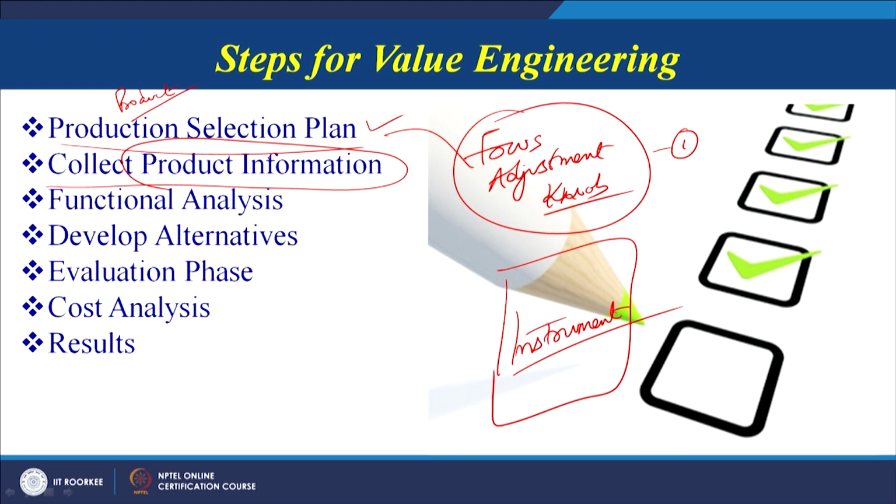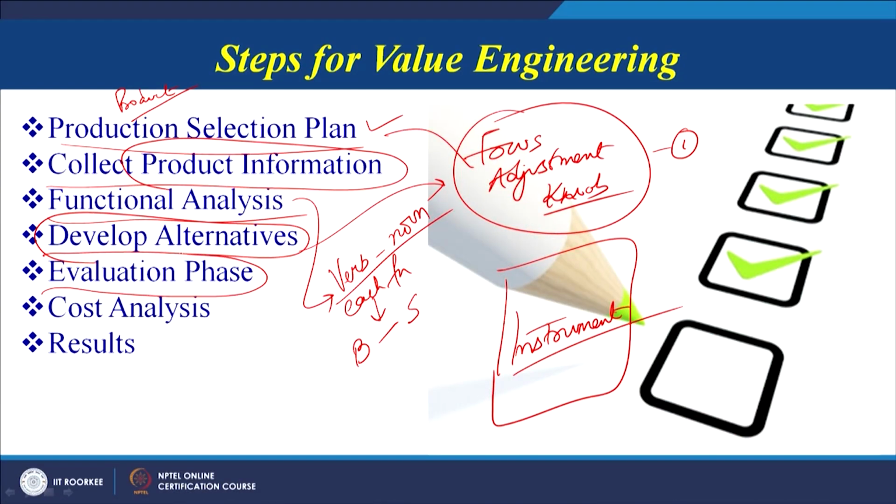Once we have collected the product information, we will do the functional analysis. How do we do it? We always try to put a verb and a noun type of definition for each function of the product, and then try to find out whether this function is a basic function or a secondary function. So the next is functional analysis: what are the functions of the product, what are the functions of the focus adjustment knob, that has to be taken into account.